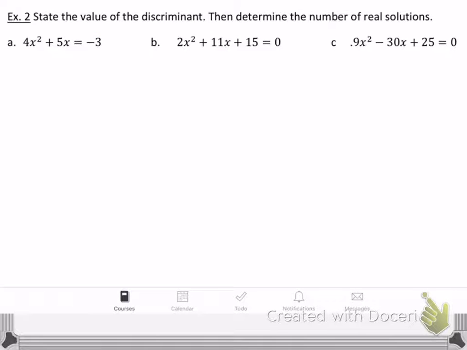So why don't you do examples 2a, b, and c. For c, this should not be a decimal. It's just a whole number 9 in front. And make sure, again, that the whole expression is equal to 0. So for a, you have to get rid of that negative 3 and bring it to the other side. And then just go ahead and do b squared minus 4 times a times c to determine how many real solutions there are. And then we'll bring that back to class to check our answers.